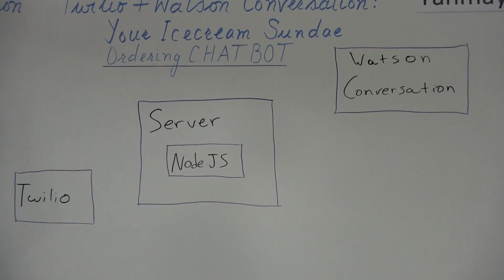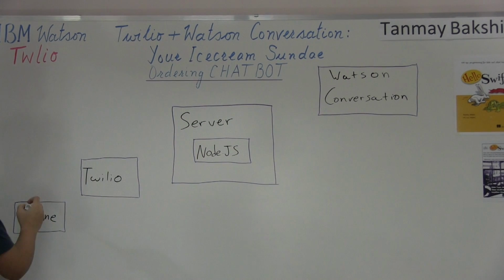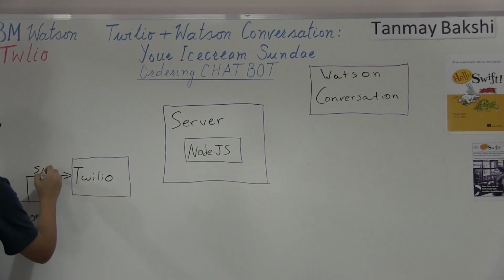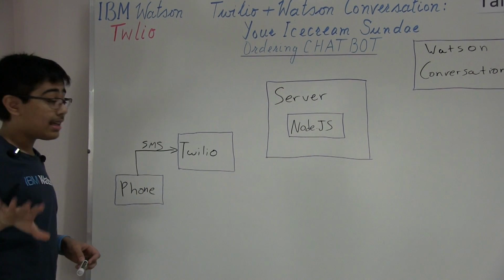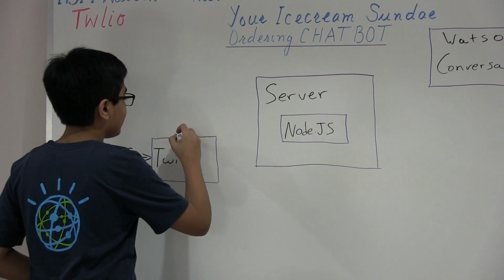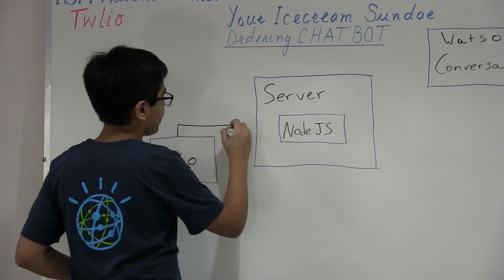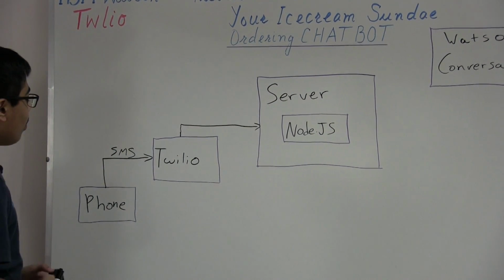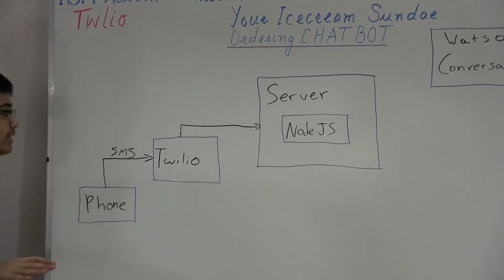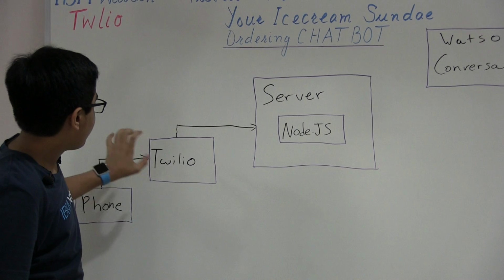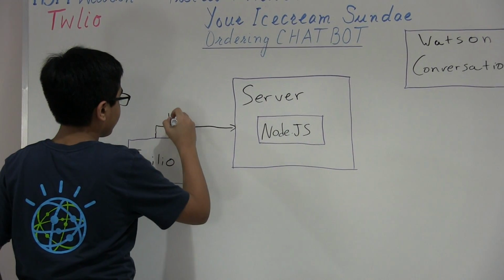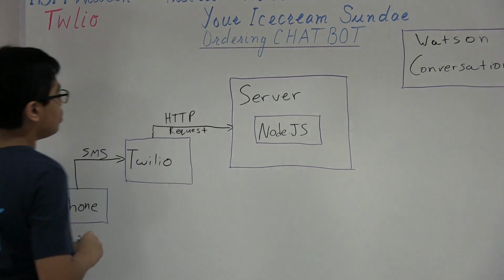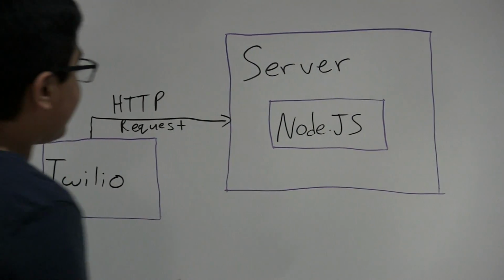Now, how do these parts integrate with each other? The way this application flows is that you, via your phone, send an SMS to Twilio. Once Twilio receives this SMS, it'll be sent as an HTTP request to my server. So we've got Twilio sending an HTTP request to our Node.js server.